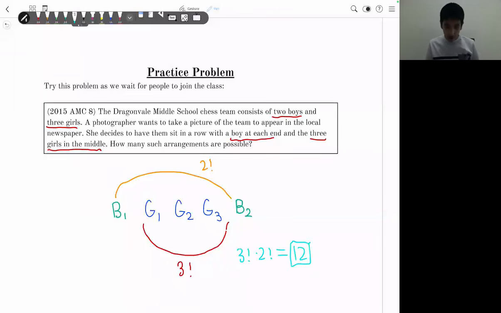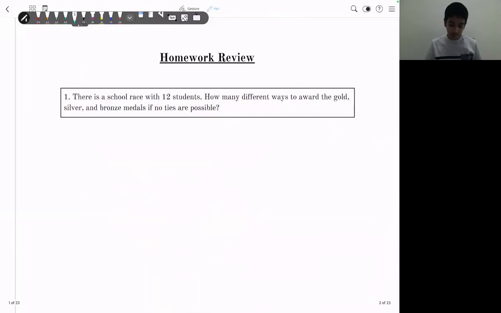Okay, and then now I'm going to move on, and we're going to review some of the homework problems from last week. There was a school with 12 students. How many different ways are there to award the gold, silver, and bronze medal if no ties are possible?